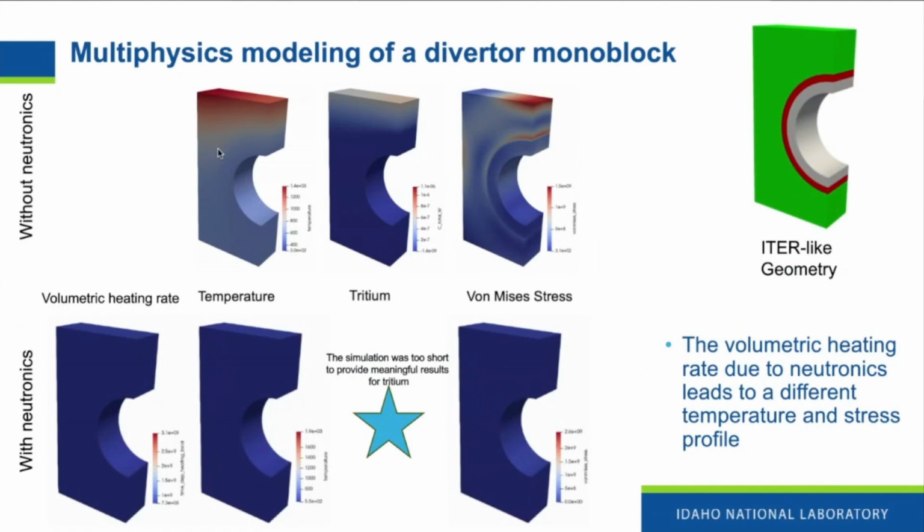So you would see the temperature from the top, and then you see tritium accumulating from the top like this. And you can also visualize the von Mises stress here. So you can see, for example, higher stress at the layer, the interface between the copper and the tungsten.